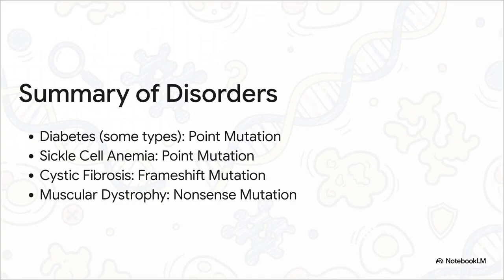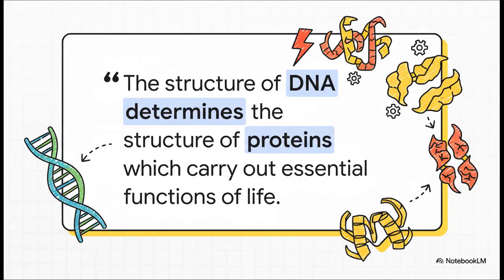So just to sum it all up, we have point mutations, which can cause diseases like sickle cell anemia. We have frameshift mutations, which are often much more severe and lead to conditions like cystic fibrosis. And there are even other types, like a nonsense mutation, which changes a codon into an early stop signal, cutting protein production short. That's what happens in some forms of muscular dystrophy. In the end, it really all boils down to this one fundamental idea. The order of the letters in our DNA determines the shape of our proteins, and the shape of a protein determines its function. A tiny change to the code can cause a massive change in that function.